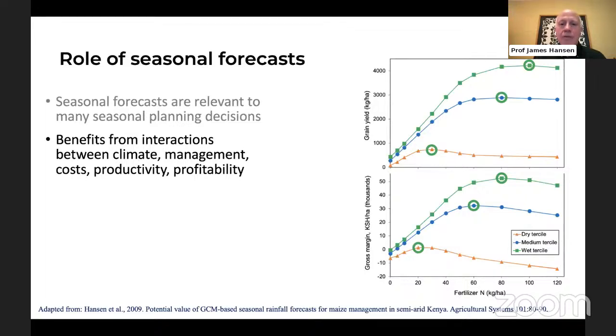If you can anticipate favorable climate conditions based on a seasonal forecast, then it is generally more profitable to increase the intensity of production. And that often means increasing investment in production inputs. And the converse of that, if you're anticipating unfavorable climate conditions, such as low rainfall, then it's more profitable to be less intensive in management.